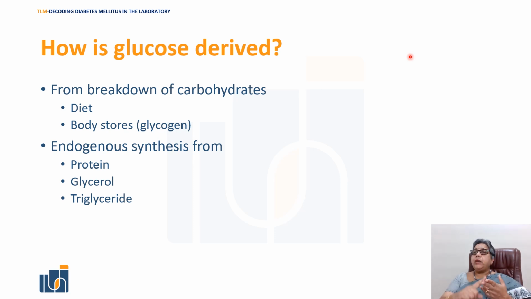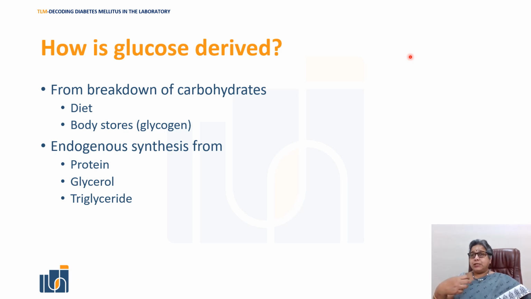So how do we get these carbohydrates? One of it is, of course, the carbohydrate that is part of your diet. The other one is the body stores. The excess carbohydrate is stored in the body, and this is in the form of glycogen, and breakdown of glycogen will lead to glucose. So that is one method where from the breakdown of carbohydrates you will be able to get glucose, and this is something like a natural process.